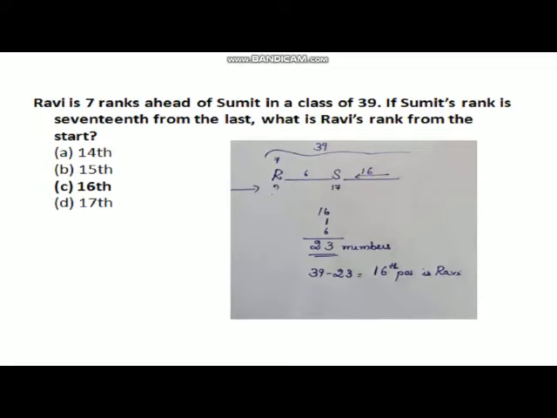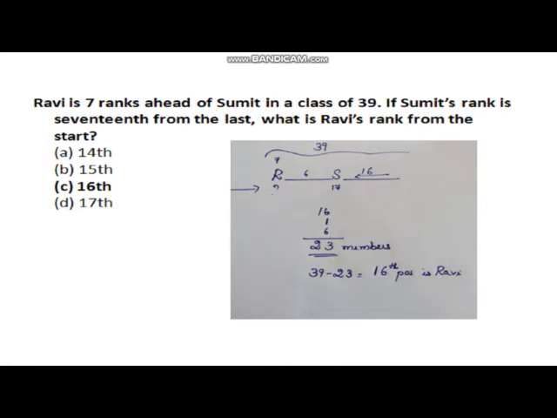Now we will see some questions and discuss them, so that you will get to know and have an idea of how to crack these kinds of questions. See, Ravi is 7 ranks ahead of Sumit in a class of 39. Total number of students is 39. Ravi is 7 ranks ahead, which means between Sumit and Ravi there are 6 students. If Sumit's rank is 17th from the last, which means after Sumit there will be 16 persons towards the right.